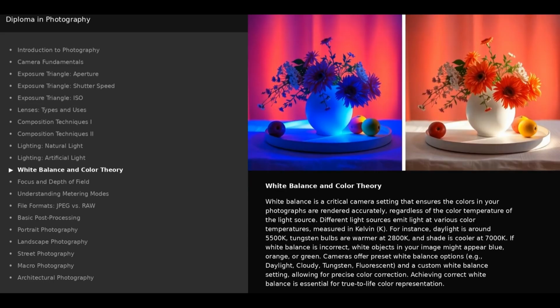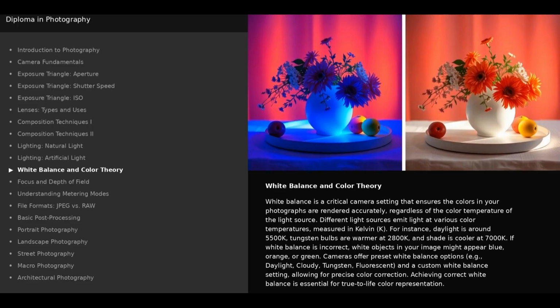White balance and color theory. White balance is a critical camera setting that ensures the colors in your photographs are rendered accurately, regardless of the color temperature of the light source. Different light sources emit light at various color temperatures measured in Kelvin, K. For instance, daylight is around 5500 K, tungsten bulbs are warmer at 2800 K, and shade is cooler at 7000 K. If white balance is incorrect, white objects in your image might appear blue, orange, or green.